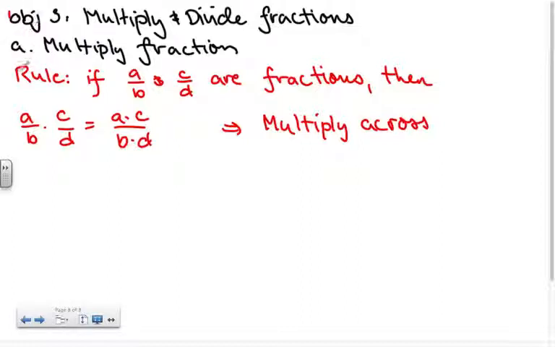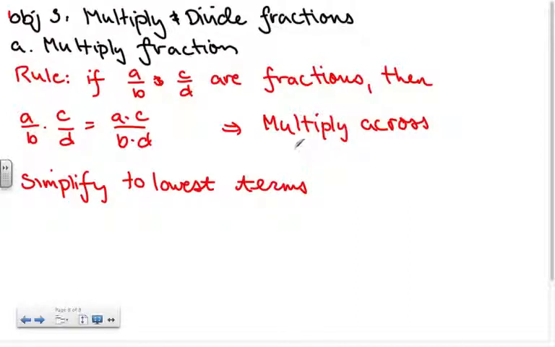And then we always simplify answers in terms of their lowest terms. So whenever we multiply fractions, we always simplify to the lowest terms. That's why we had objective 2. Okay? So how do we multiply fractions? Let's do an example.